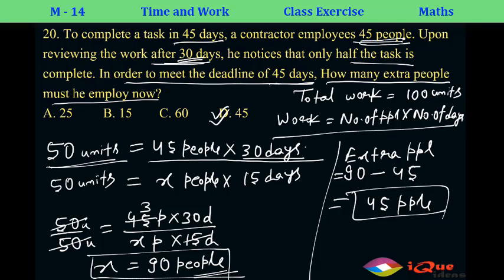Alright. Now the other way to look at it, half the task was completed in 30 days. The remaining time is 15 days. That means half the time. That means the remaining half of the task, if to be completed in 15 days, that means the number of people should be doubled. There were already 45 people. So how many should be added to make it double? 45. Hence the answer is D. So without writing also you could have done this question. Alright. Now let's go to the next question.